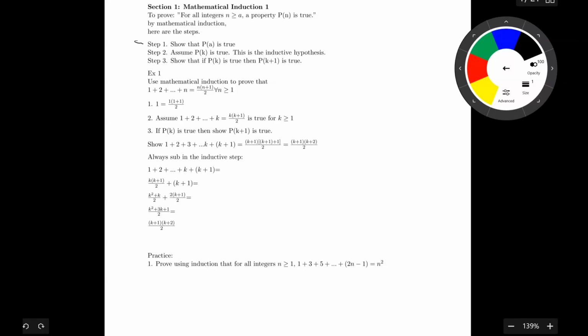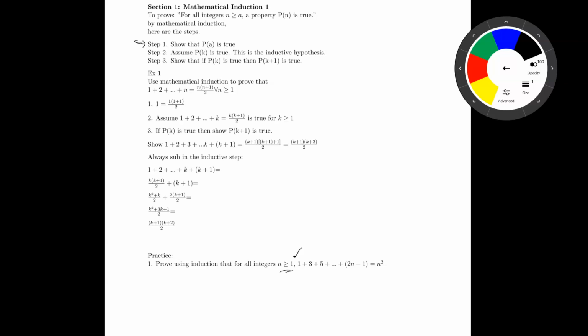So first off, we're going to show that it's true for the A. So whatever number they're starting at, A being bigger than 1. Or in this, A could be bigger than 1, I mean, wherever it starts at. Like down here, N is bigger than or equal to 1. So this would be our A. So we're going to show it's true for the first number.